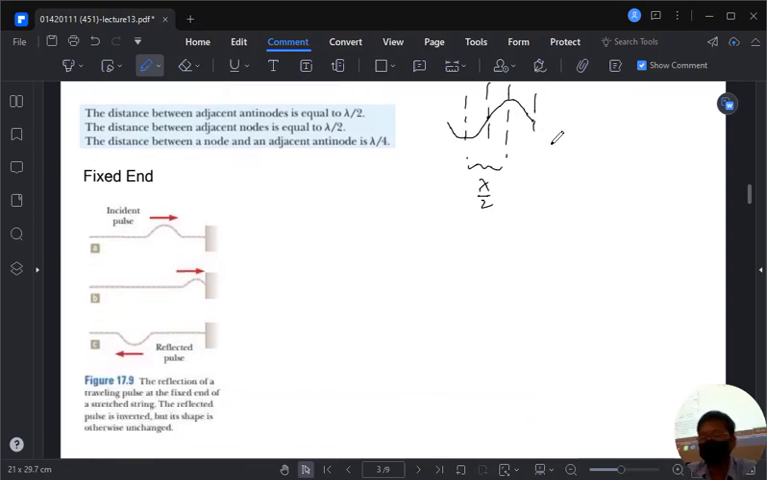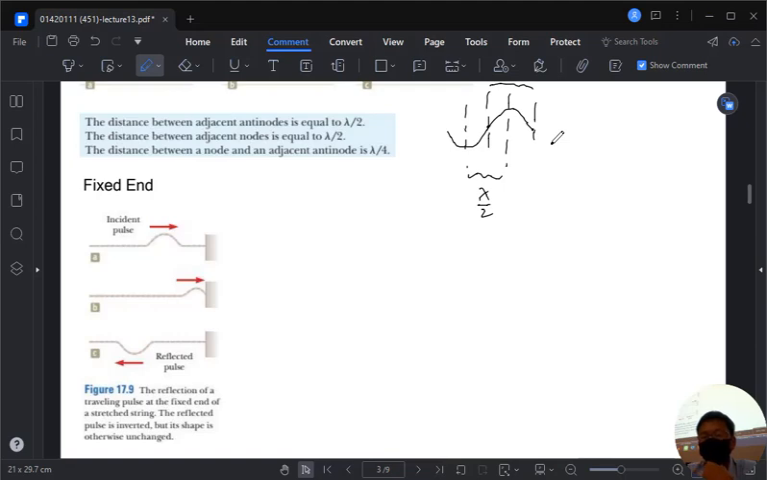Okay, let's see what happens when you have something blocking the way. You have a fixed end like that. You have an incident pulse here. The incident pulse hits the wall and then gets reflected. How do we understand this?